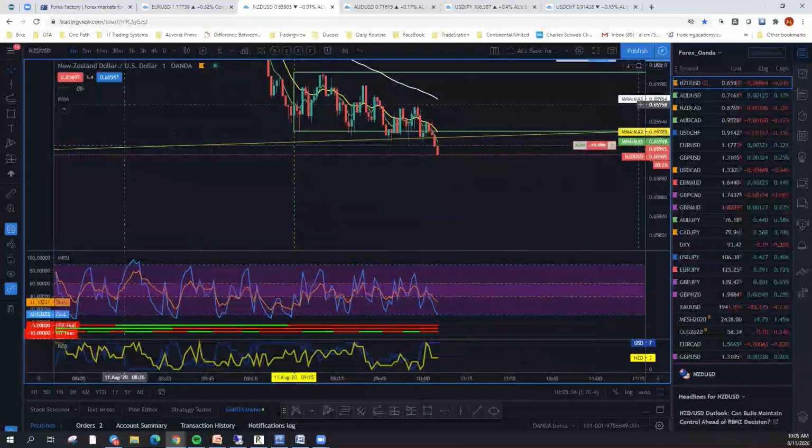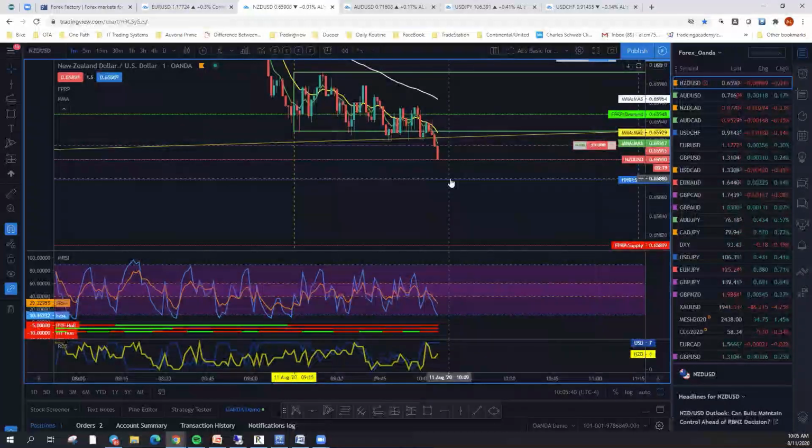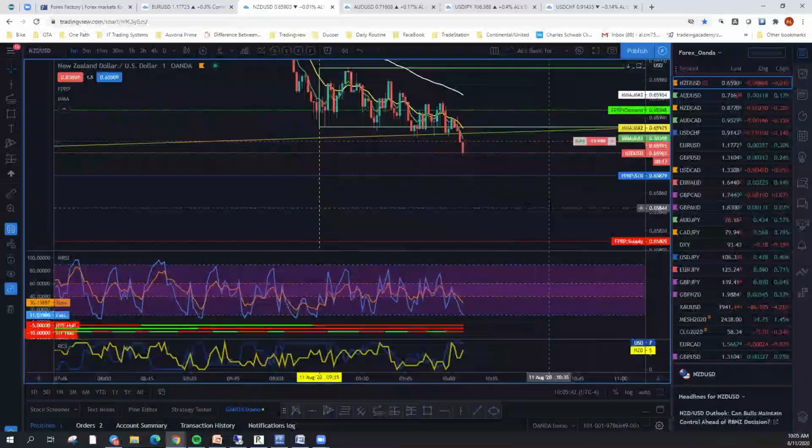Look where our fib lines are. If we can get some here, there we go. This would be the target right here. I would expect maybe a little bit of a bounce off of that. Let's see how much room we have to that. Here's our wedge.